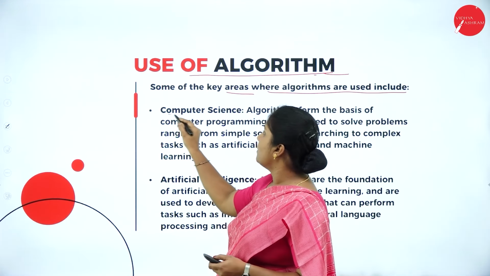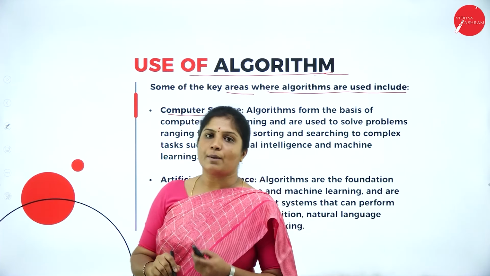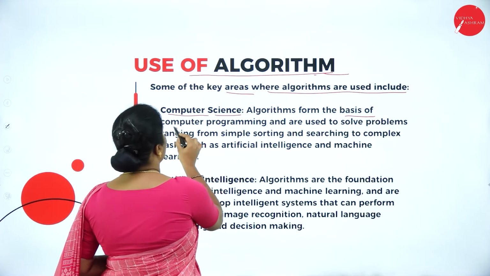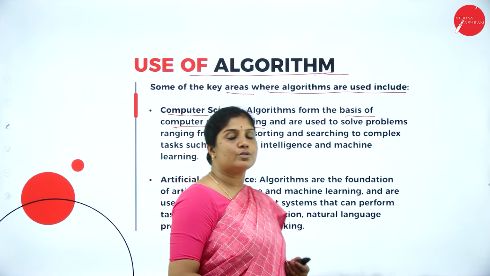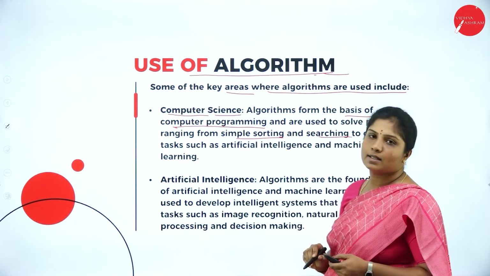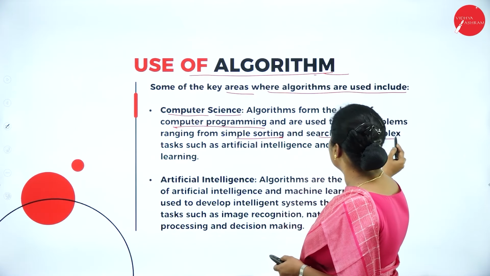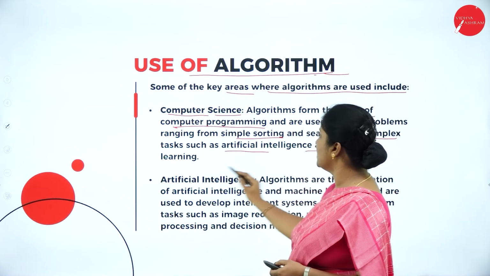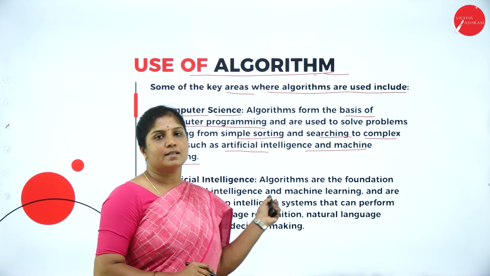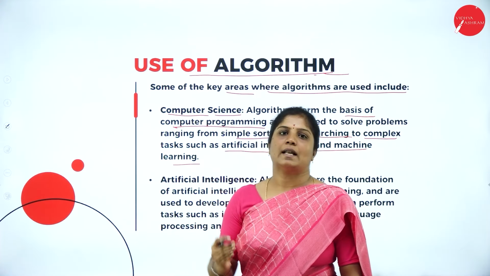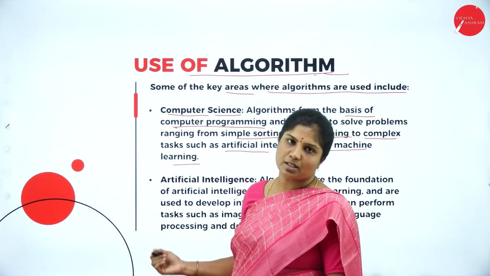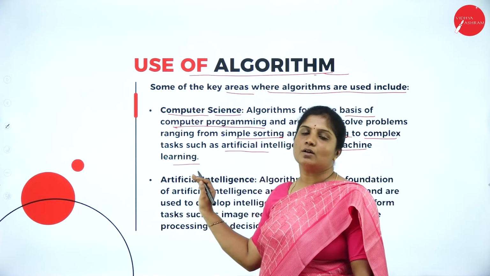Firstly, computer science. In computer science, we mainly use algorithms. These are the basis of computer programming and are used to solve problems, ranging from simple sorting and searching to the complex, that is artificial intelligence and machine learning. In computer science, the basic is the algorithm. So till that we will use the algorithm.